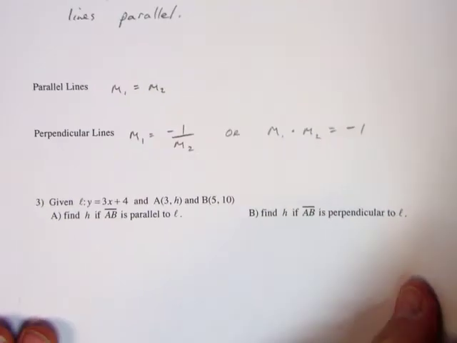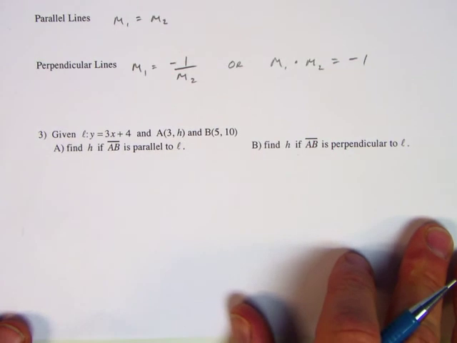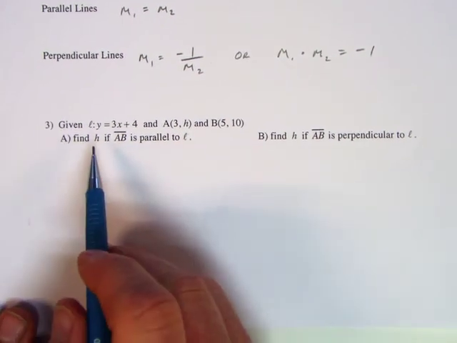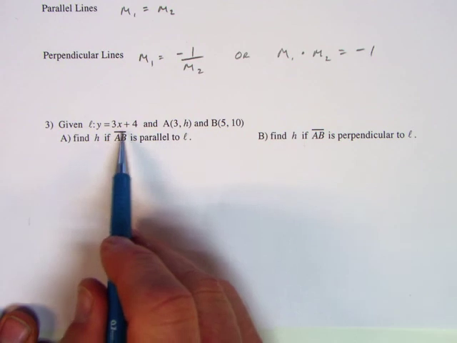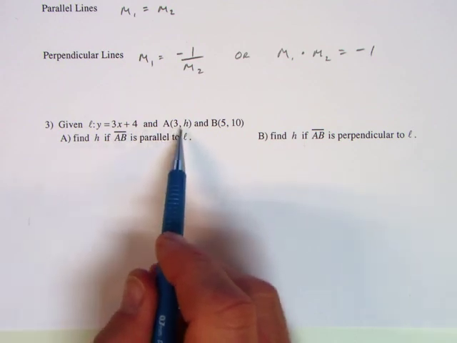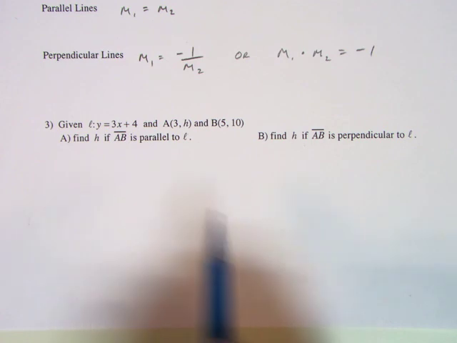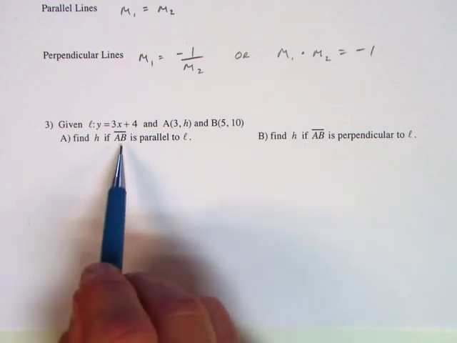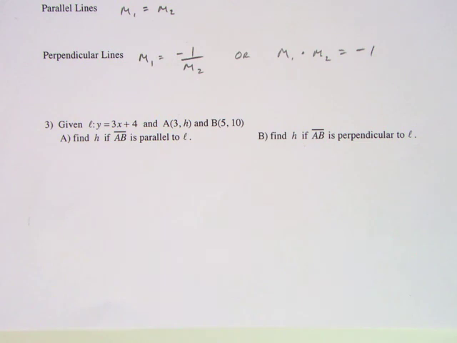Let's apply that to a problem here. We have given L, which is y equals 3x plus 4, and a point A, (3, h), and B, (5, 10). Find h if the line segment AB is parallel to L. Well, one of the things I'm going to talk a lot about this year is somebody by the name of George Polya, who is considered the father of problem solving.